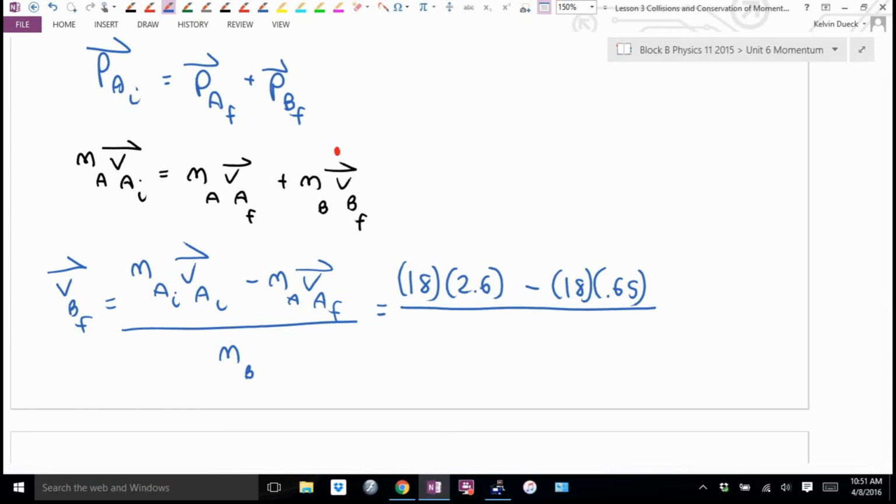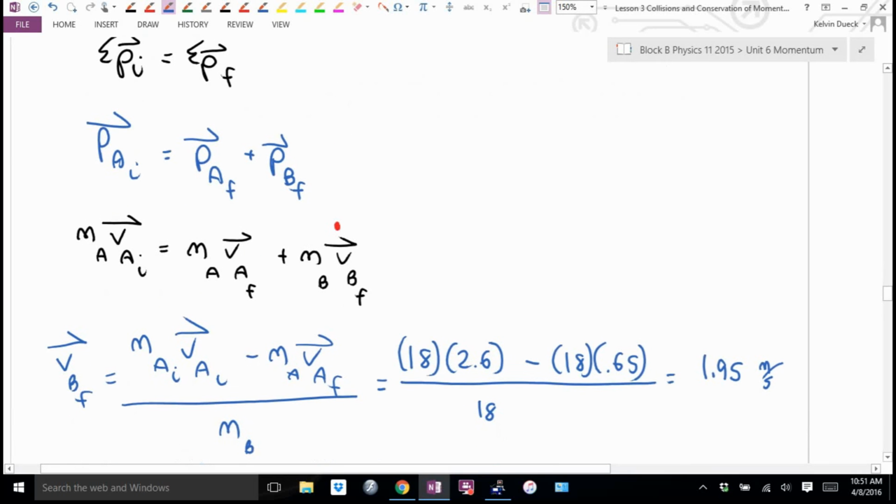They didn't tell me the mass of B. Oh, they said identical. 18. Oh, I can do this one in my head. 1.95? Yeah. Because all the 18s cancel. I can factor it out. I got a positive answer. What did I let be positive? East.